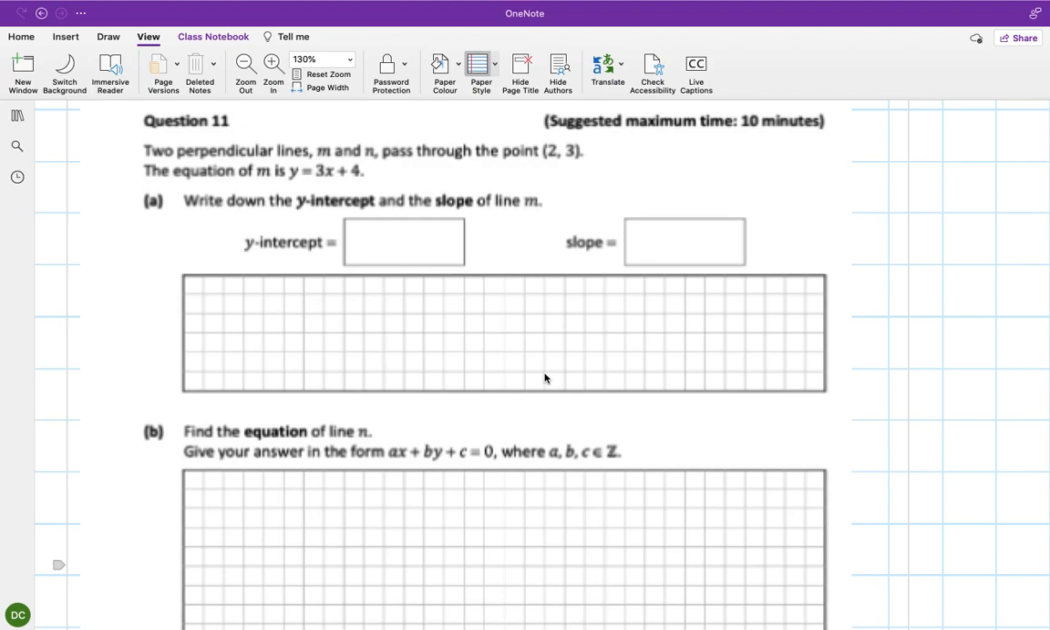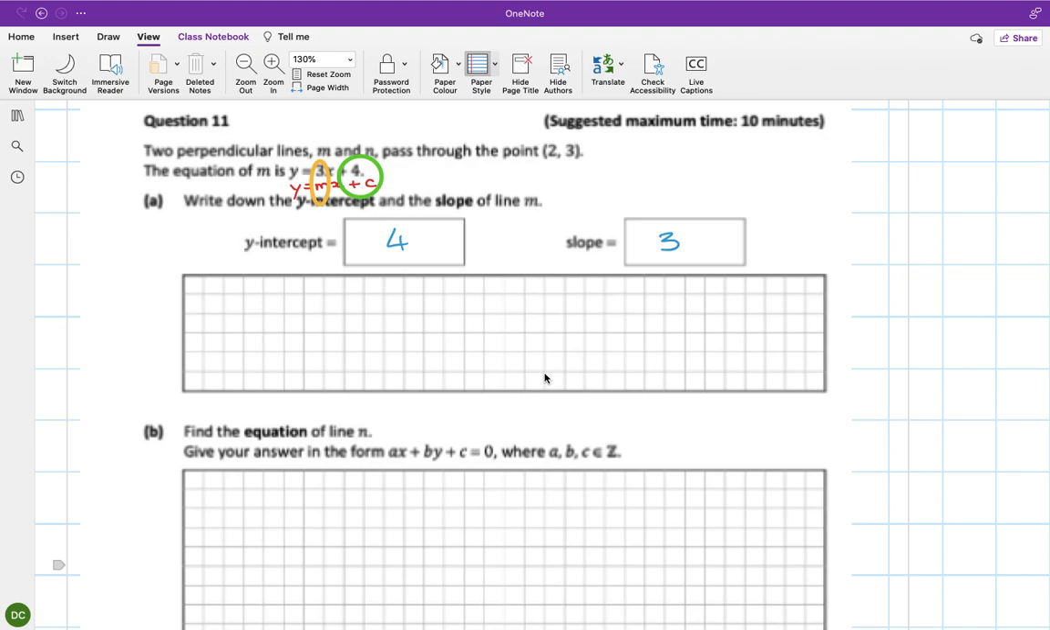So you use y equals mx plus c. That's the y-intercept, and here you go, that's the slope. So the y-intercept is 4 and the slope is 3. Once you compare, it's quite straightforward. So find the equation of n and give your answer.